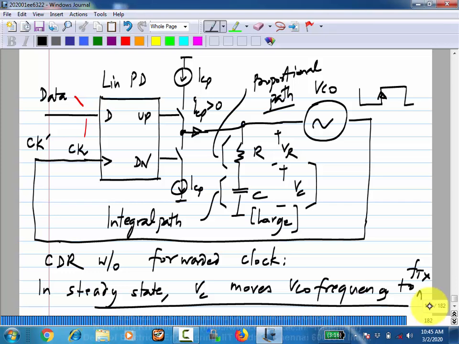Over time it will change, and over temperature things will change. Even if the incoming data frequency is not changing, over temperature the free running frequency of the VCO itself can change. So it will compensate for all that. The scenario that you are describing, where the data frequency was half, cannot be dealt with by this system. Let's say you lock this to 10 gigabits per second data and then instantly change the data to 5 gigabits per second.